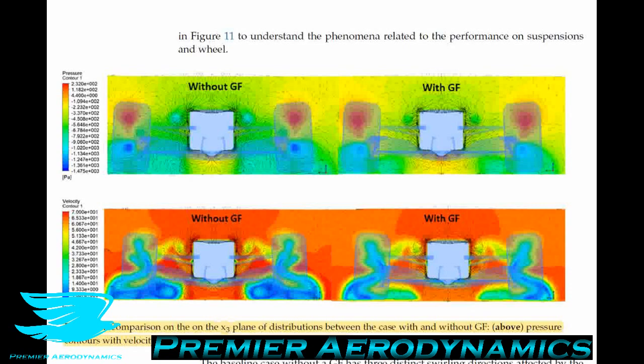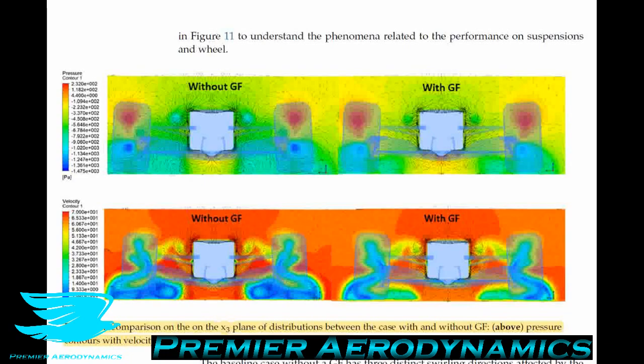Welcome to Premier Aerodynamics podcast number 136, and today we're finishing off this podcast series. In the last podcast, 135, we looked at the effects of a Gurney flap on the aerodynamics of an F1 car, and in particular, the effects on the front wing, the suspension, the nose, and the tires.